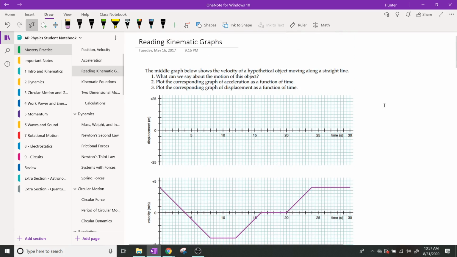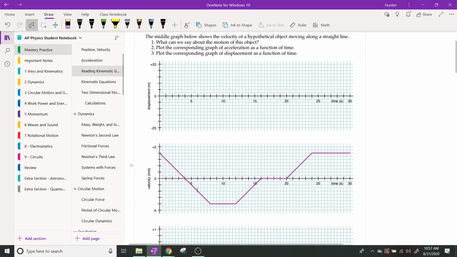So let's talk about dealing with a velocity versus time graph and turning it into a displacement versus time graph. Tell me, in this section, what's happening from 0 to about 8 seconds? What is decreasing? The velocity?